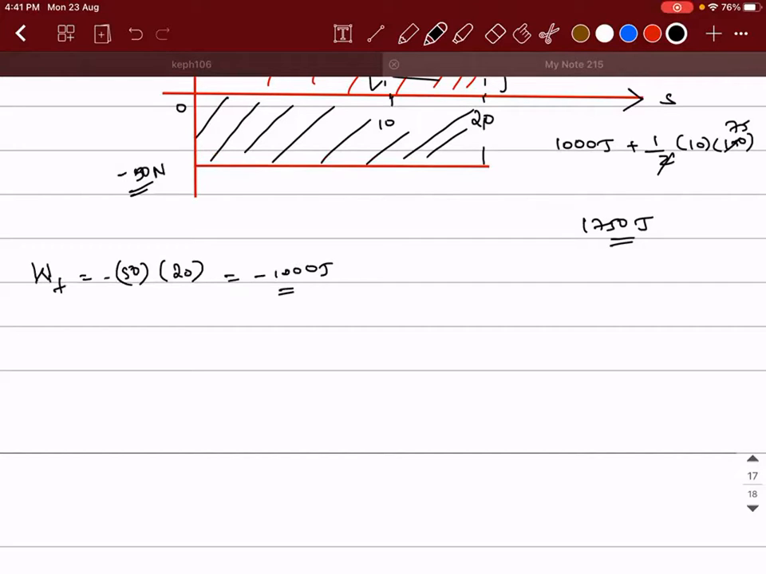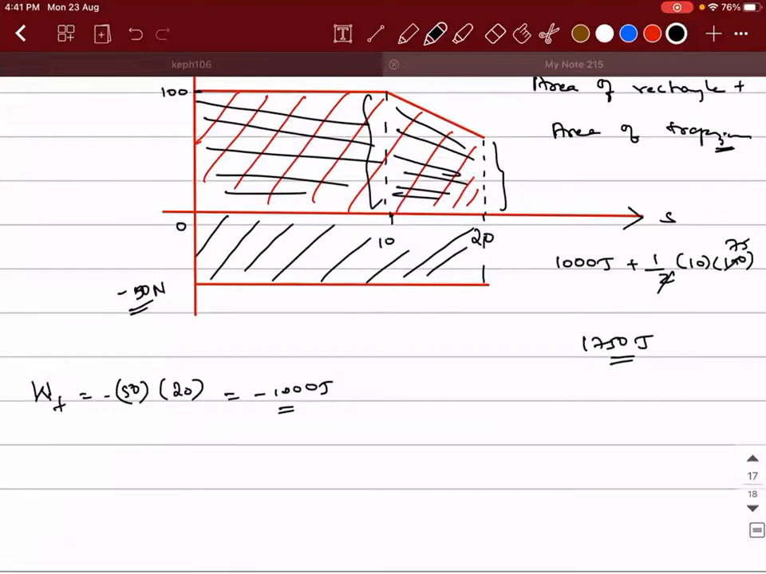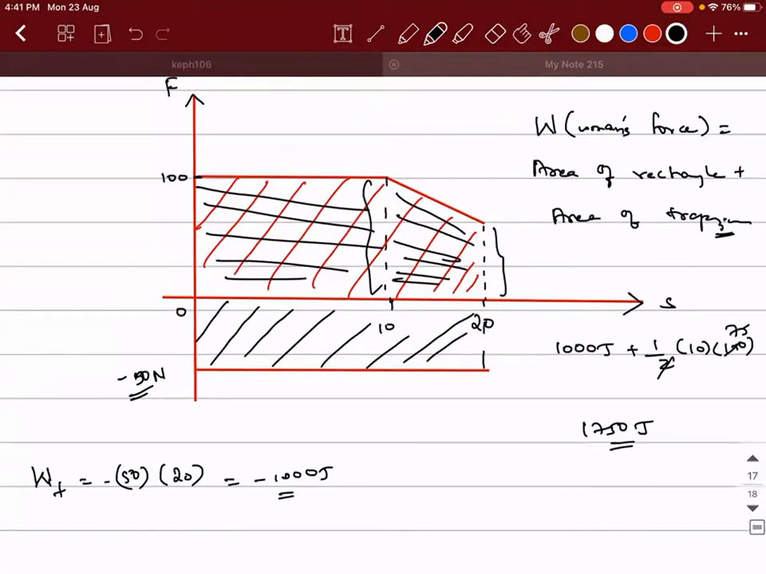Sir, can you do this by integrating also? No need, why do we need to integrate? Sir, I'm requesting. I can do it, but you need to know a little bit of math for it. I can write the equation of this line. Generally you can do the integral of f of x into dx between 0 to 10, but you need to know what f is.